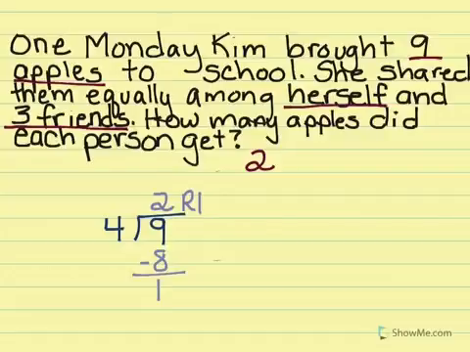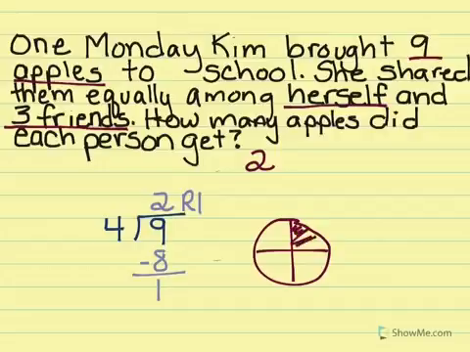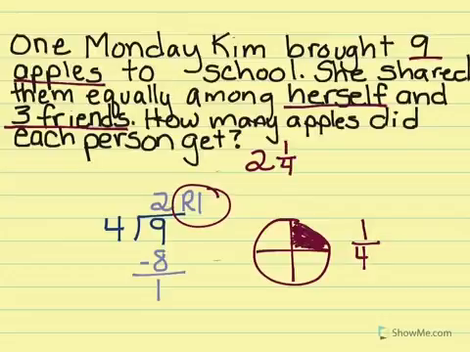So that last apple is split among 4 friends. If I have 1 whole apple and I split it into 4 equal parts, then each friend will get 1 out of 4 parts, or 1/4. So in this case, our remainder really means 1/4. So each friend will get 2 1/4 apples.